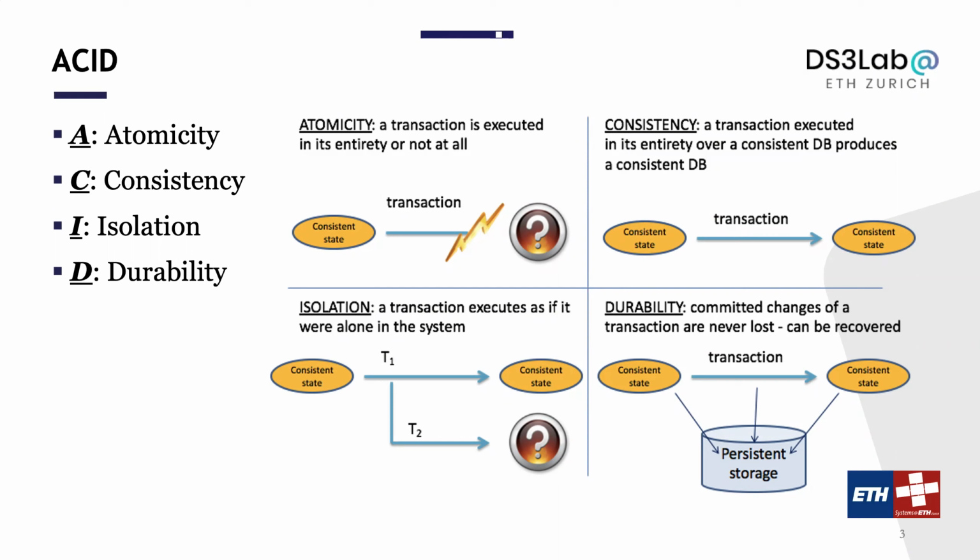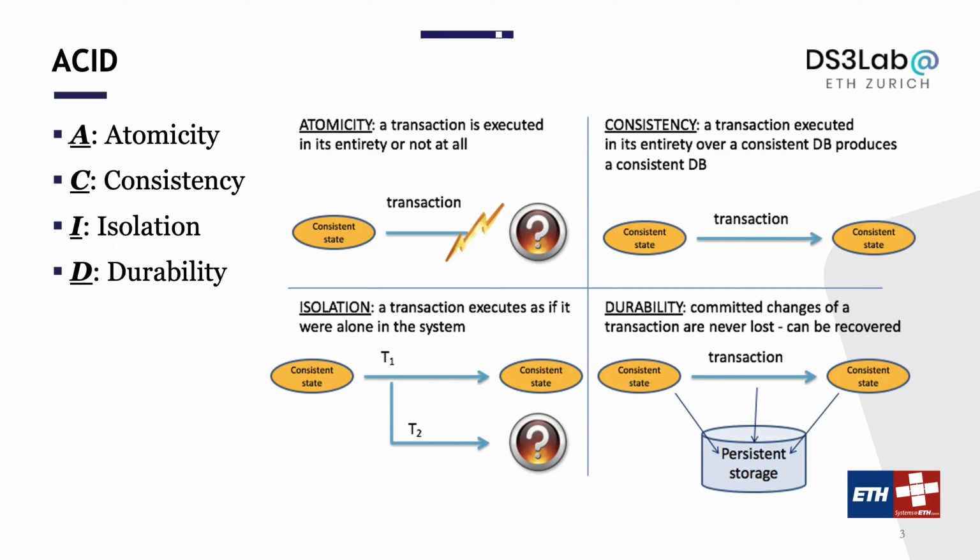The second is called consistency, which means that a transaction produces a consistent database instance, given an input database instance that is also consistent. A transaction can only bring a consistent database state to another consistent database state. Here, consistent means that it respects all of the integrity constraints that you specified.